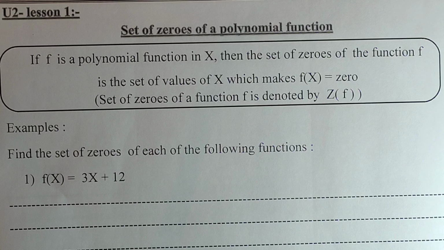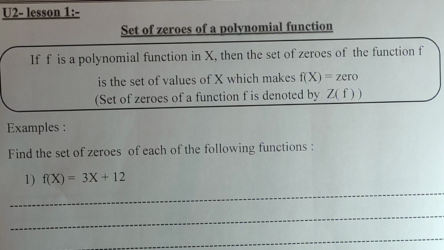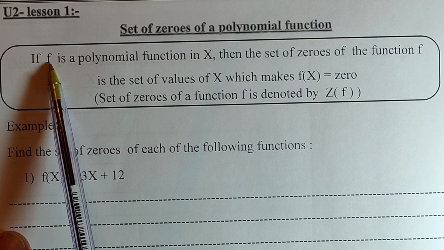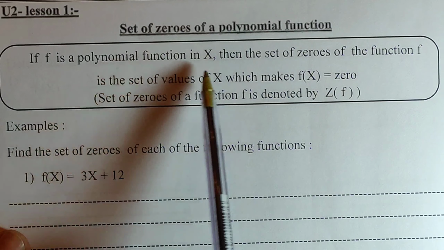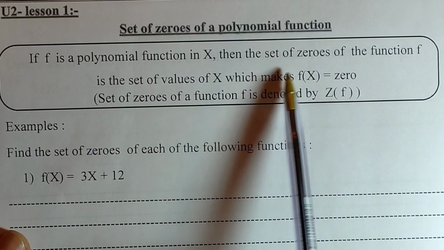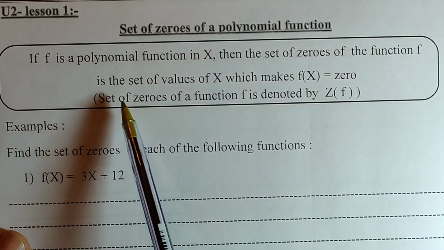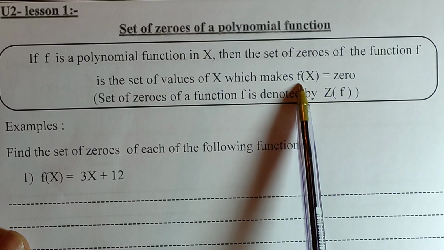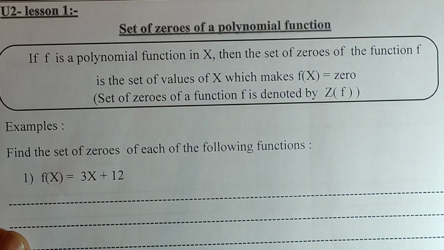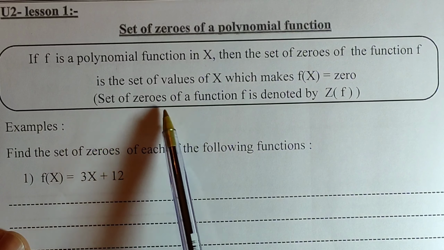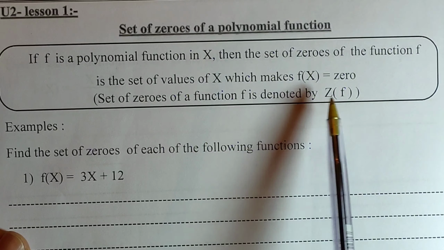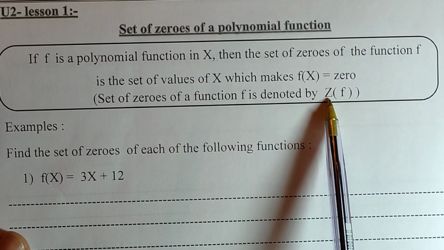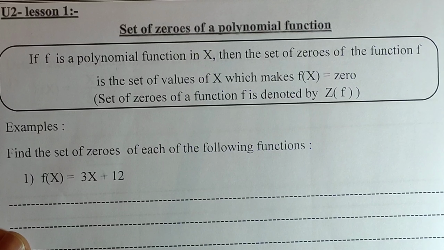What is the meaning of set of zeros of a polynomial function? If we have a function f, which is a polynomial function in x, then set of zeros of this function is the set of values of x which makes f of x equal 0. Set of zeros of a function f is denoted by z of f. Z means set of zeros of the function f.